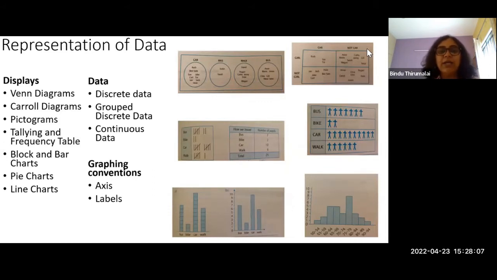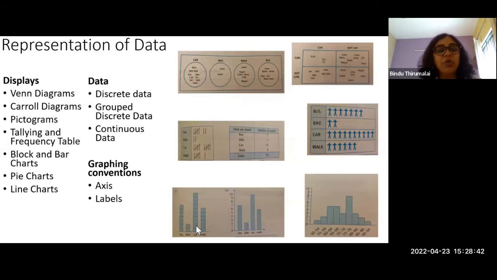So this is a simple way to represent this in a picture form. Of course, in the early primary school, this is a pictogram. Instead of actually having symbol numbers, you can have pictures of how many students are coming by bus, by bike, by car, or by walk. Then we're talking about tally. Tallying, you group it up in groups of five. Then you have the frequency table. Then you have a block chart.